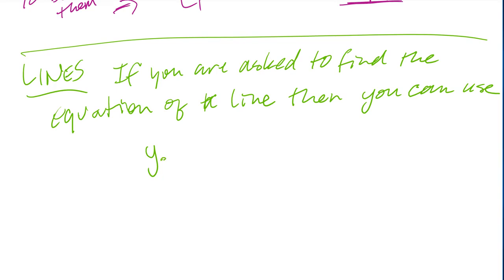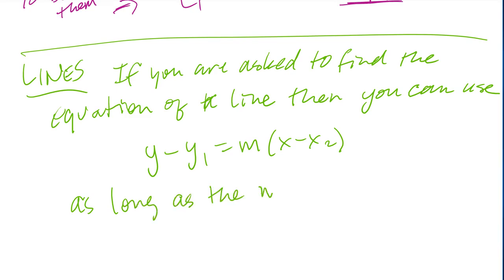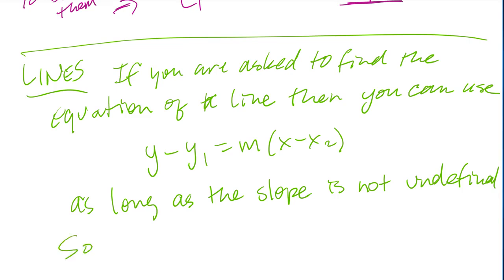y minus y1 equals m times x minus x1, as long as the slope m is defined. The slope is not undefined. So vertical lines can't use this formula because their slope is undefined.